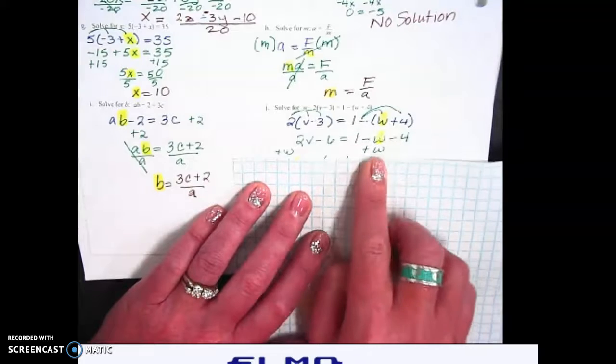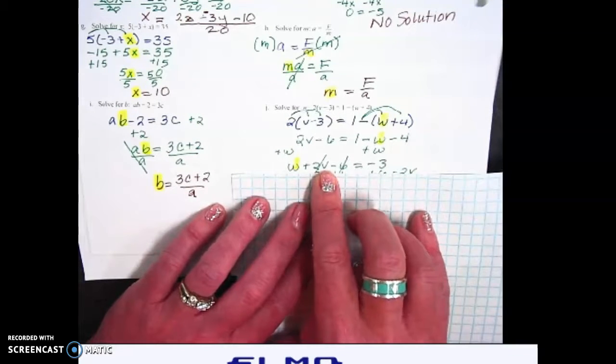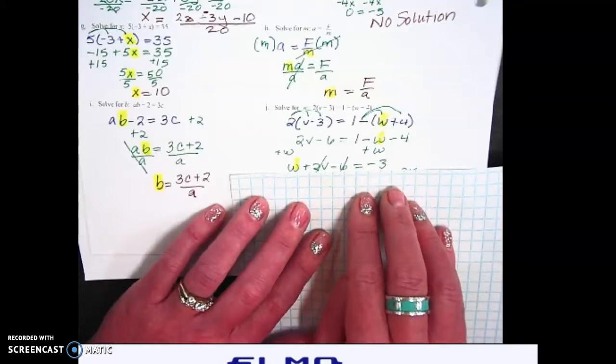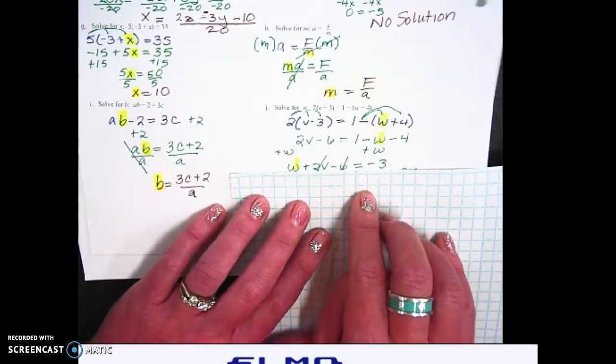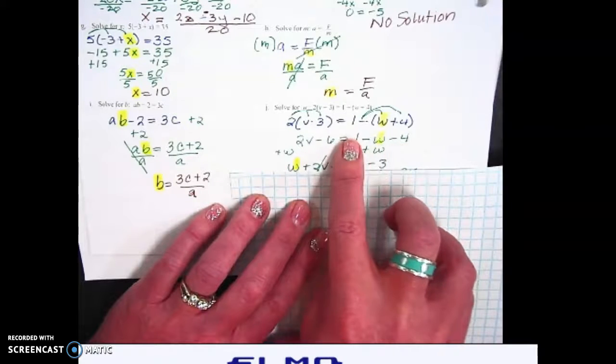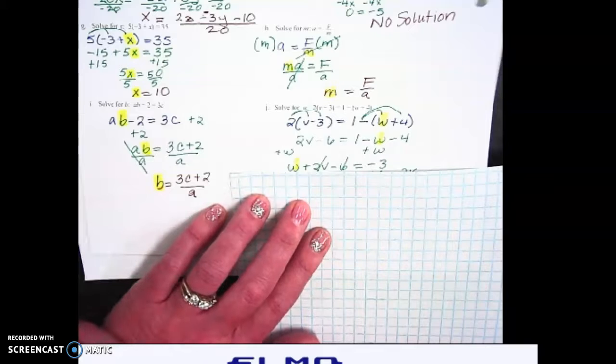So they'll cancel on the right side, but it'll move over here, and I'll have W plus 2V minus 6 equals negative 3. Where'd that negative 3 come from? I combined the 1 minus 4. What's 1 minus 4? Negative 3. That's where that negative 3 comes from.